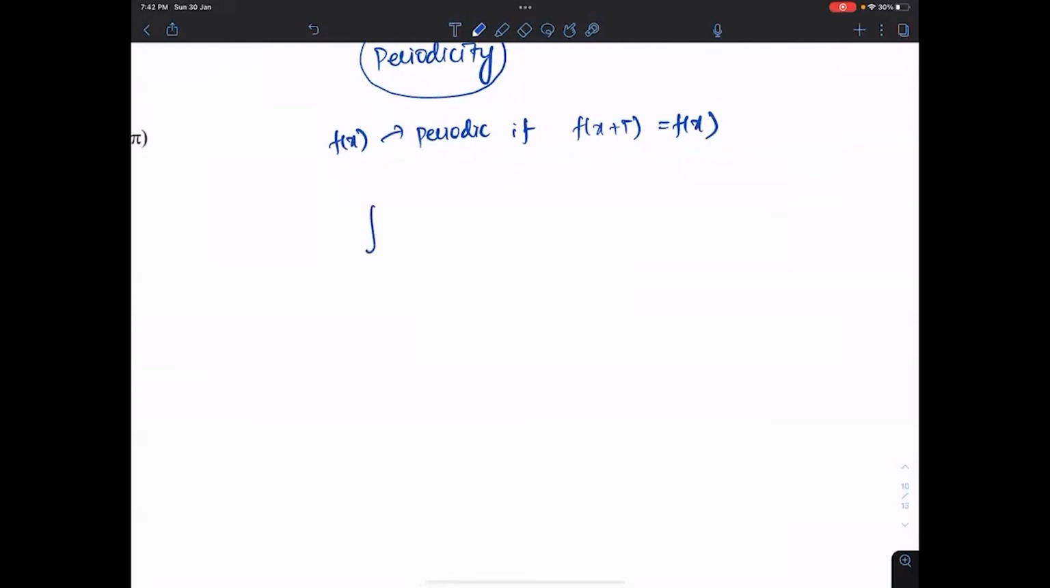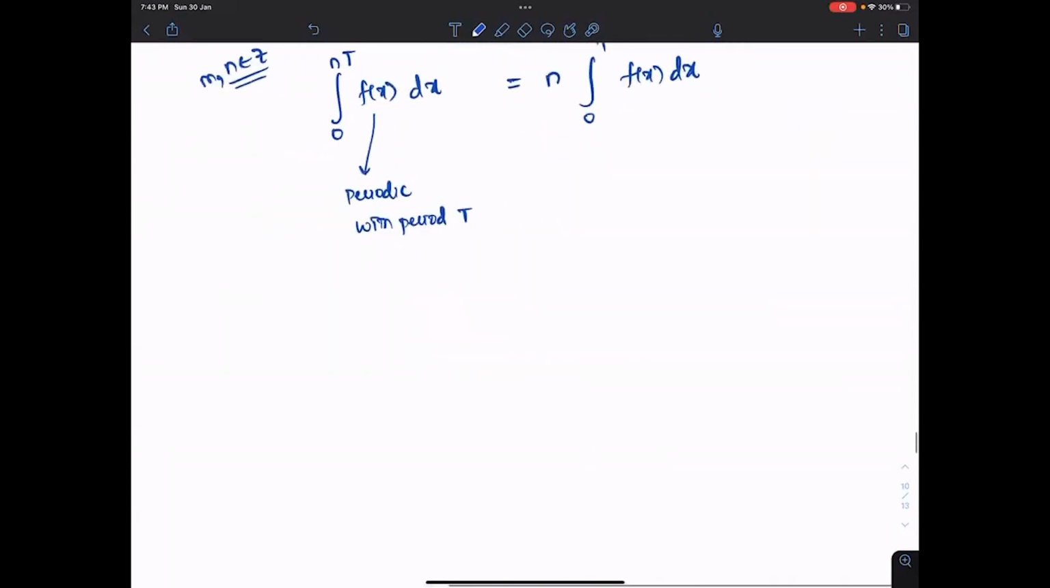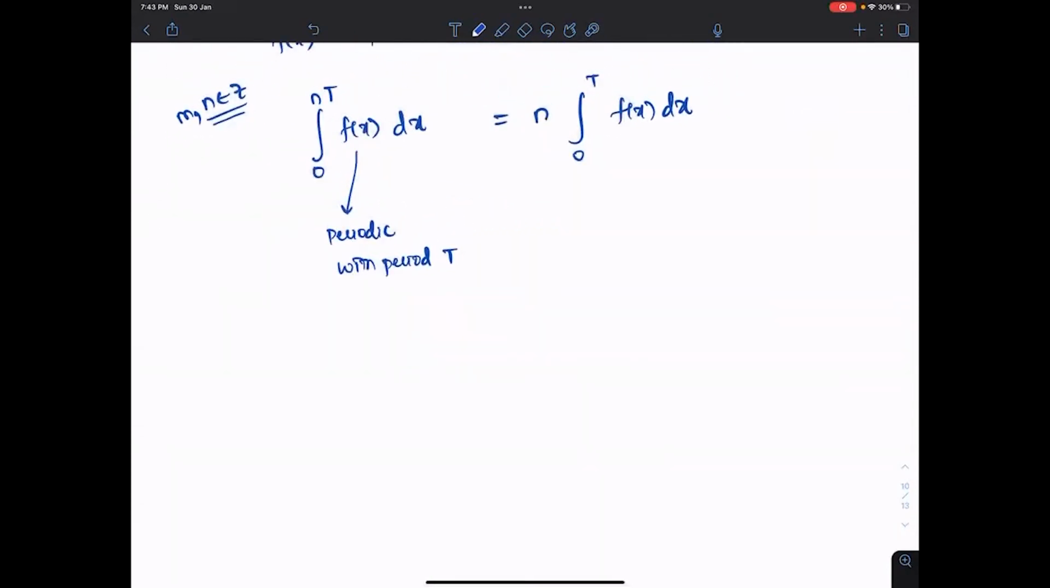First rule, integral 0 to n times time period, f of x dx. Again, this rule is only applied if f of x is periodic with period T. And here n is an integer every time, or m also we will use sometimes, that they are integers. So the area under the graph is simply n times integral 0 to T f of x dx. Very easy to understand because the area under this graph in n cycles is n times the area under one cycle. Okay, this is the first rule in periodicity.